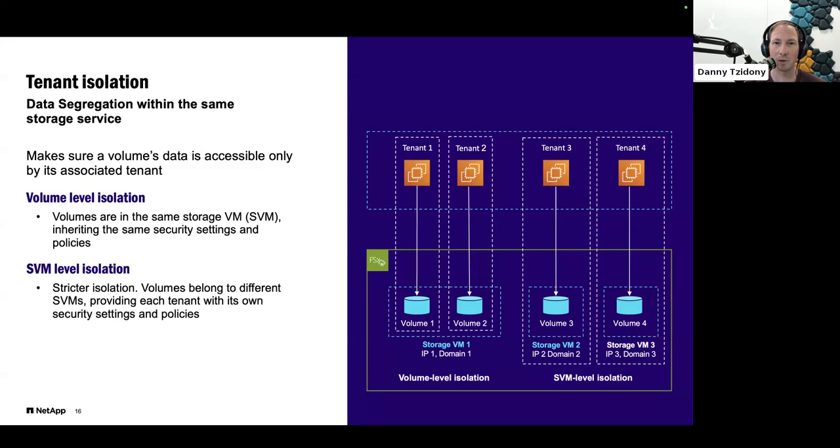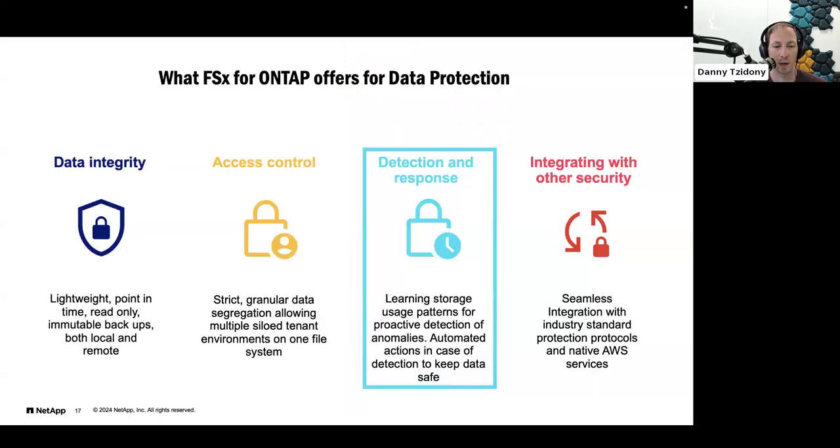You can use the volume level segregation, which is an IP level. You can use SVM, which is an even stricter segregation if you want to make sure that all your environments are segregated indeed, and it is only feasible for members of one organization to access their data, and you want to make sure, absolutely sure, that nobody can access data they're not supposed to.